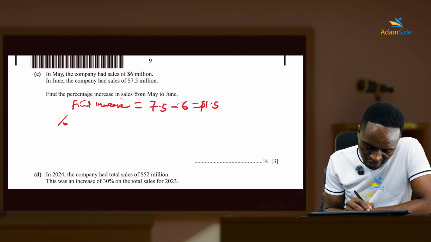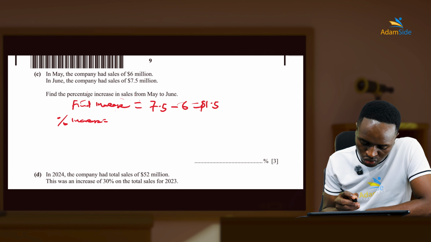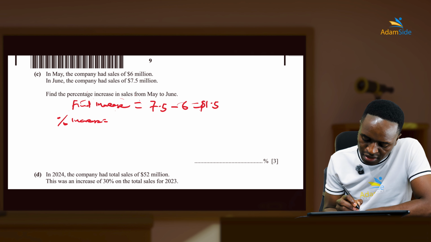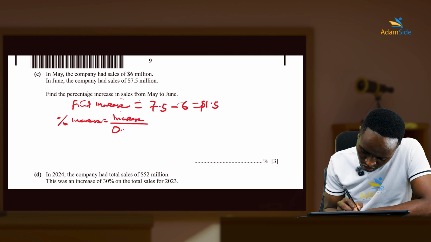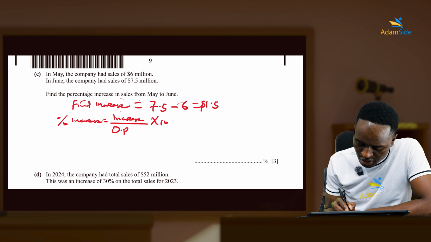Find the percentage increase in sales. So percentage increase is equal to, what's percentage increase equal to? It is equal to increase divided by original price times 100 percent.